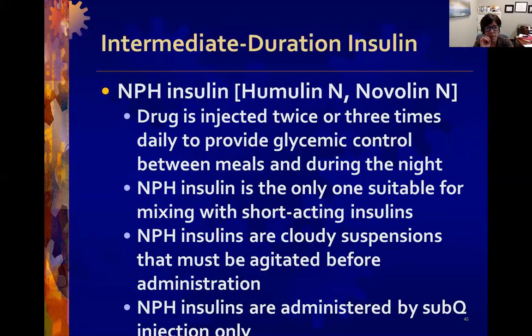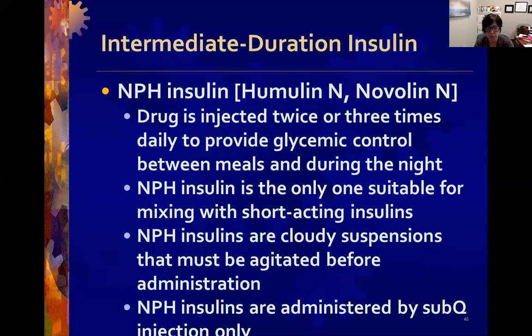Okay, so intermediate is NPH insulin. This can be injected 2 or 3 times to help with glycemic control. This is the insulin that's cloudy. So remember, this is the one that's cloudy. NPH is the only suitable one for mixing with short-acting insulins. NPH really isn't used that much anymore. It's cheap, one thing, but there's other insulins out there that they use, so it's administered sub-Q only. And again, this is the only insulin that's cloudy.